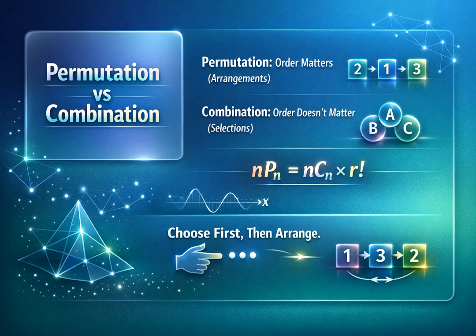The key difference: permutations count arrangements where order matters. Combinations count selections where order doesn't matter. The relationship is nPr equals nCr times r factorial. Think of it as first choose r items, combination, then arrange them r factorial ways.